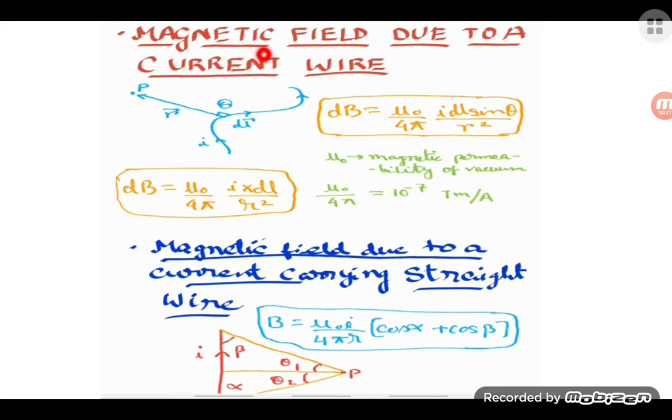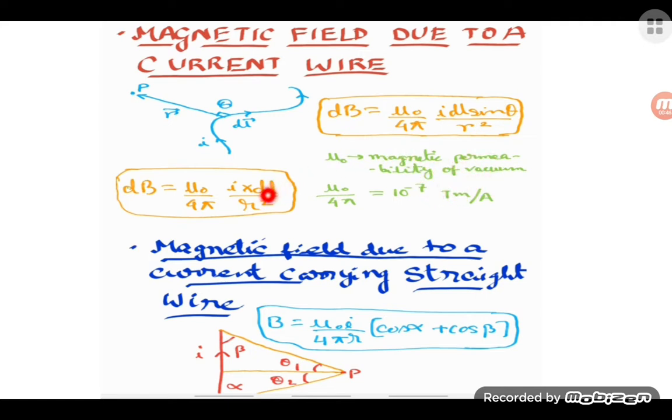So the first topic is magnetic field due to a current wire. The formula is given by mu naught upon 4 pi, I cross dl upon r square. Now the value of mu naught is 4 pi into 10 to the power minus 7, so the 4 pi gets cancelled and the value remains 10 to the power minus 7. Now what is mu naught? That is the magnetic permeability of vacuum.